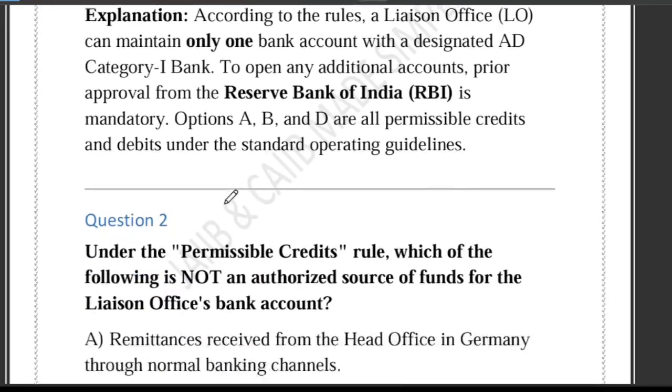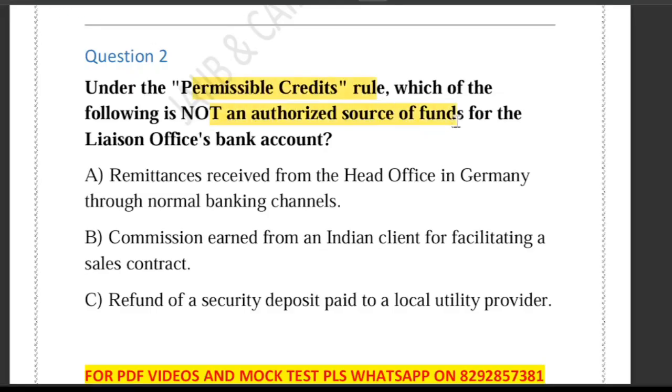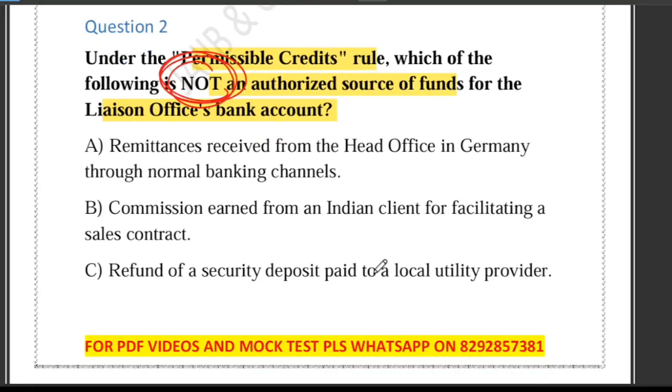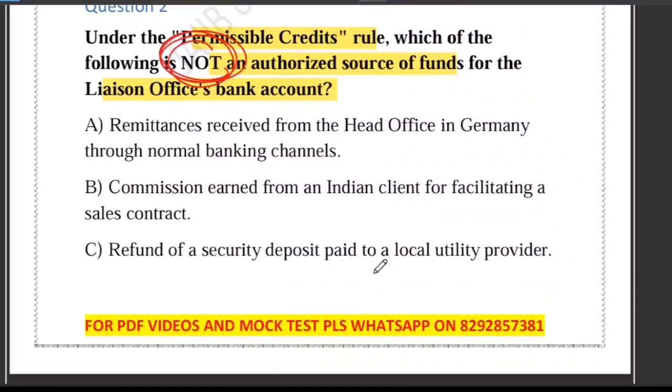Please note it down. Now the second part of the question regarding the liaison office is, as you can see on your screen, they are asking: under the permissible credit rule, which of the following is not an authorized source of fund for the liaison office bank account? Not an authorized source of fund. That's the question. I'm just emphasizing this word, not. The options: A says remittance received from the head office in Germany through normal banking channel. B says commission earned from an Indian client for facilitating a sales contract. C says refund of a security deposit paid to a local utility provider. D says refund of duties paid to the customs authority. So which of the following is not an authorized source of fund for the liaison office bank account? That is what the question is all about.